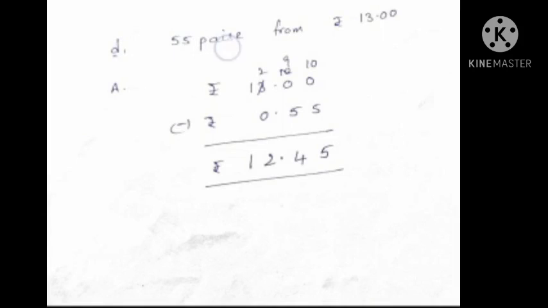D sum. 55 pies from rupees 13. What should we do? We have to arrange these two amounts in columns and subtract. First we have to arrange rupees 13.00. Next we have to arrange 55 pies as rupees 0.55. Next we do the subtraction. See children, we separate amounts of money in the same way as we do with the numbers. We cannot separate 5 from 0.